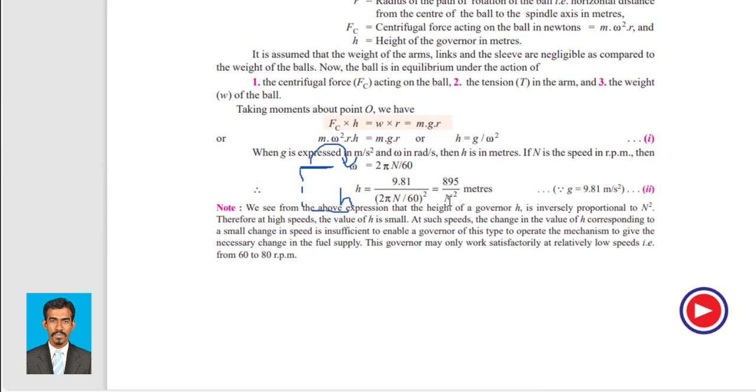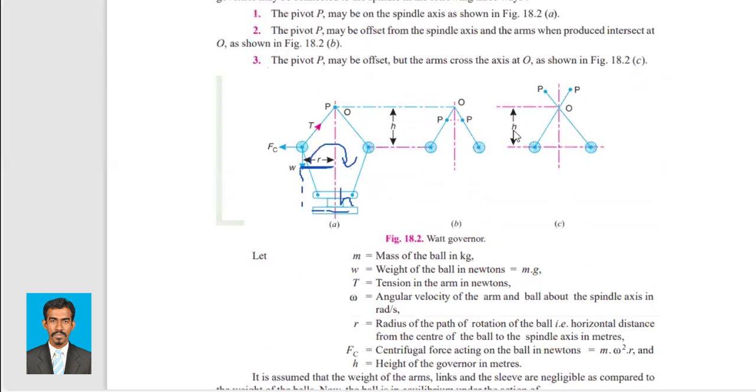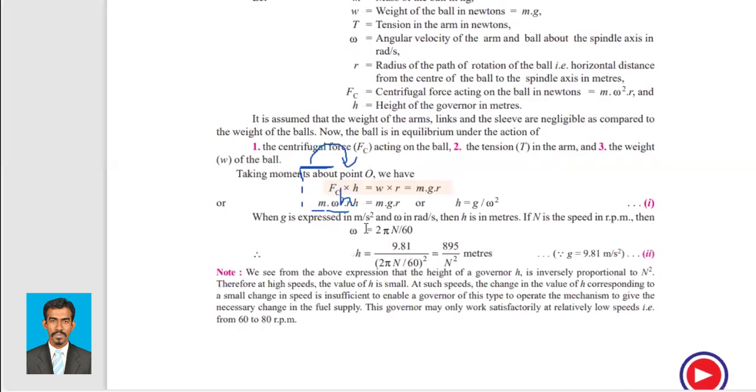Say for example, at 100 RPM, right? Say for example, if n is 100, then n squared is how much? 10,000, right? So 895 upon 10,000, we will have some value for h. Right? At 101, then we will have a very close number here. So the change would be so small here in h, right? So this small change in h is not enough to activate whatever the mechanism here, right?